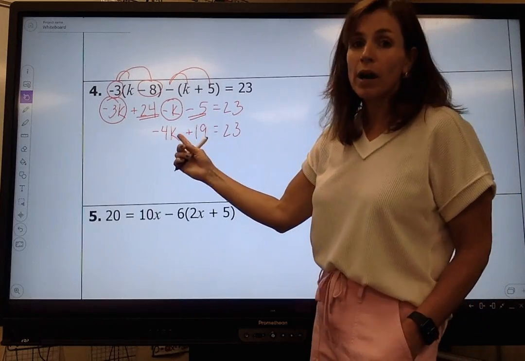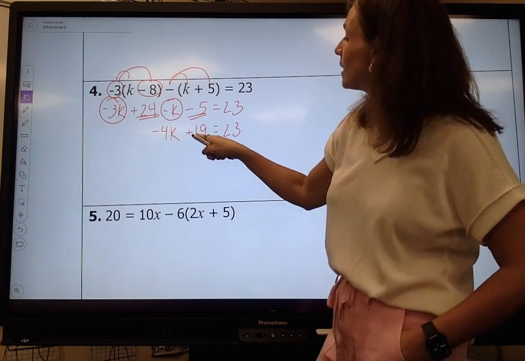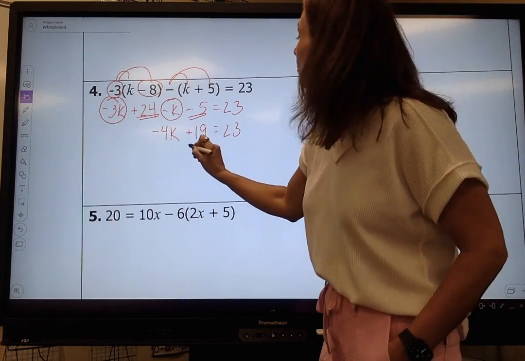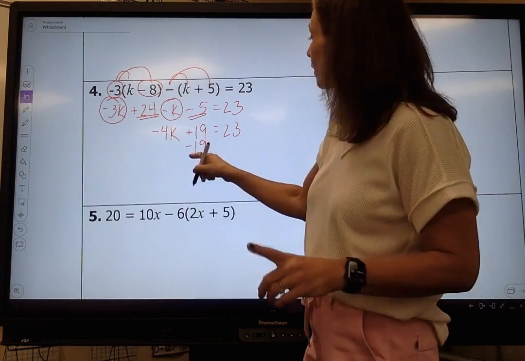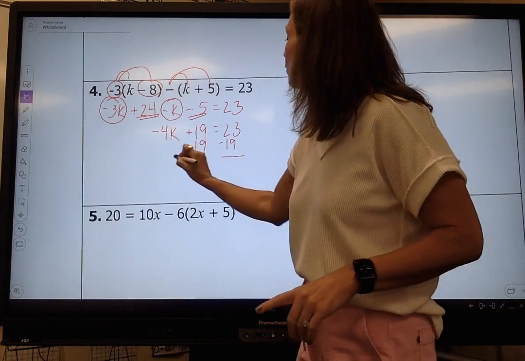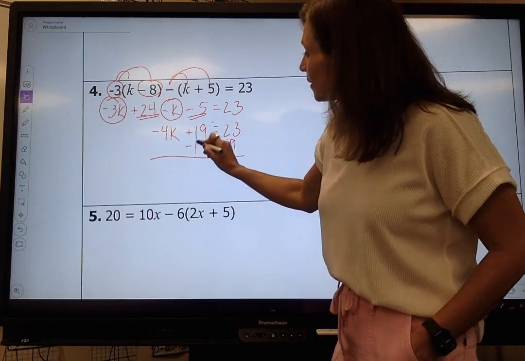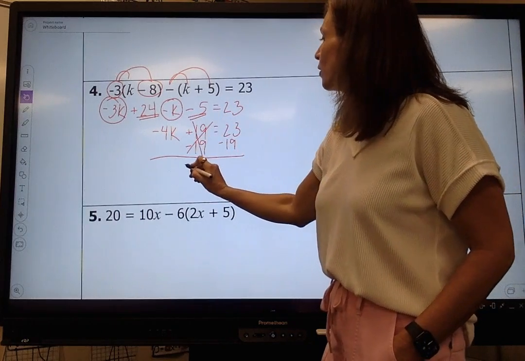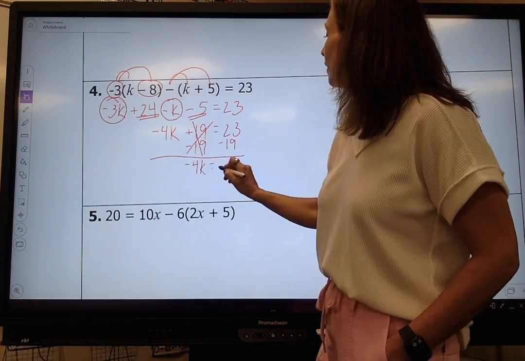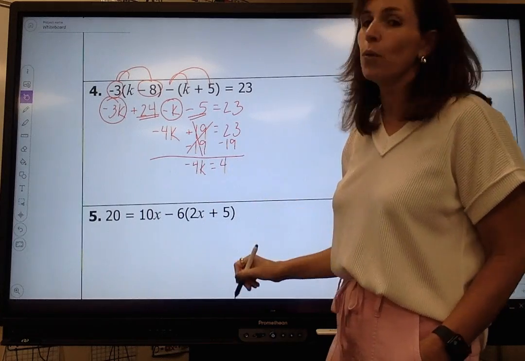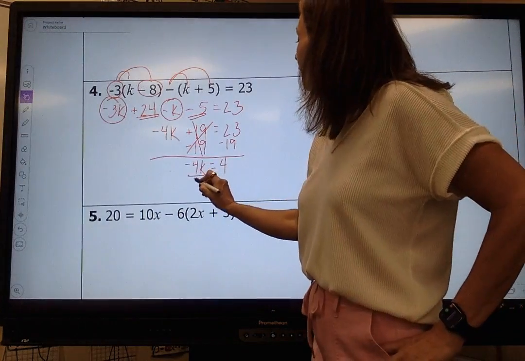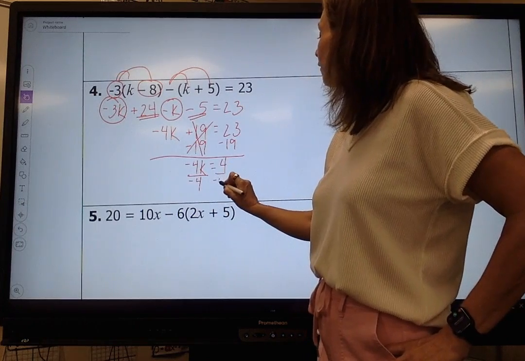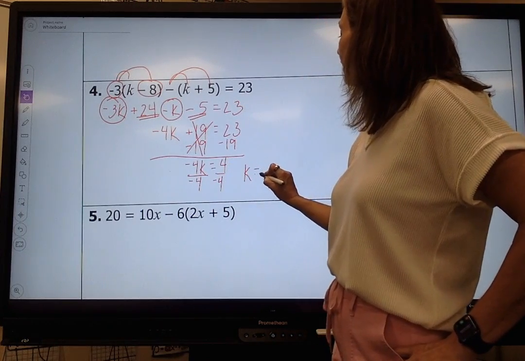So now I want my constant terms on the right. So I need to get rid of this positive 19 by doing negative 19. The equality property says whatever I have to do to one side, I need to do to the other side. This cancels out, additive inverse, and you bring down this negative 4k. Over here, we have a positive 4. To get k by itself, we are going to divide both sides by negative 4, and k is going to equal negative 1.